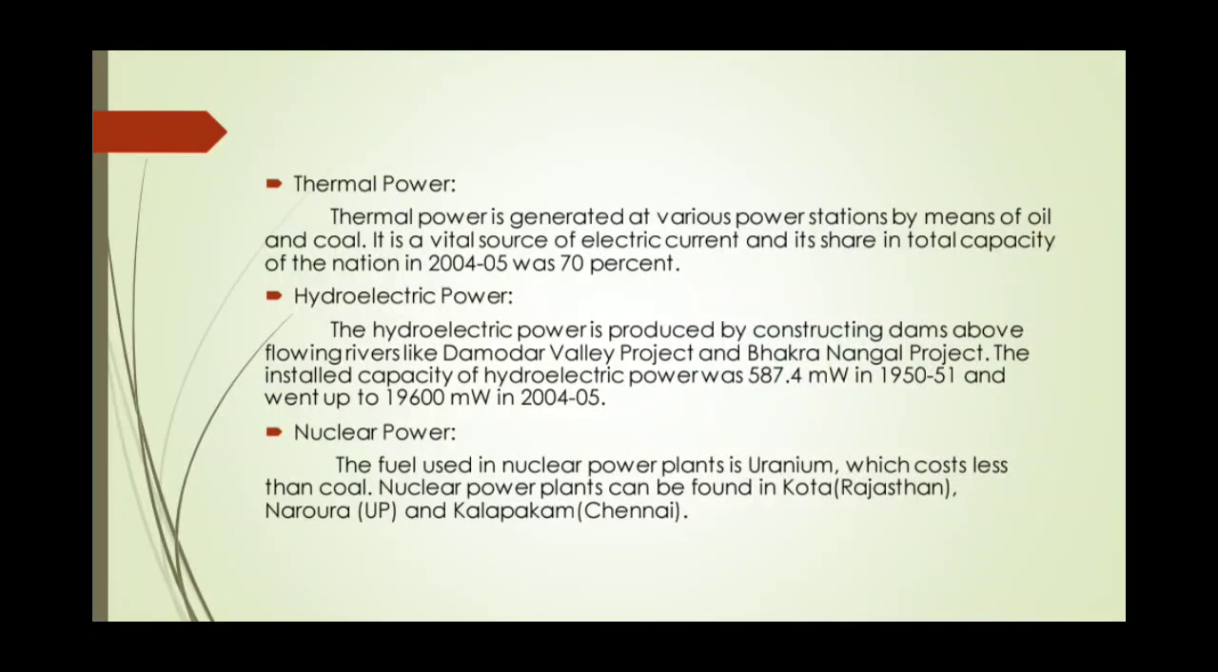Thermal power. You already know that thermal power is generated at various power stations by means of oil and coal. The power stations burn large amounts of fossil fuels to heat water to produce steam, which runs the turbine to generate electricity, and that electricity we use for household and other purposes. The transmission of electricity is more efficient than transporting coal or petroleum over the same distance. It is called a thermal plant because the fuel is burned to produce heat energy which is converted into electrical energy. Next one is nuclear energy.